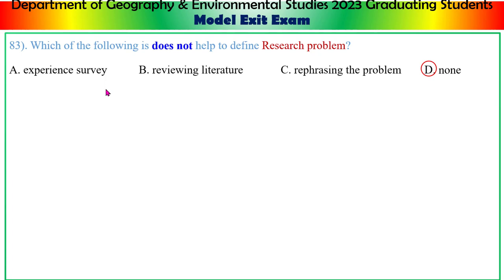Rephrasing: sometimes the initial formulation of a research problem may be vague or broad. Rephrasing the problem involves refining and clarifying the research question to make it more specific and focused. This helps to precisely define the research problem and select clear objectives of the study.